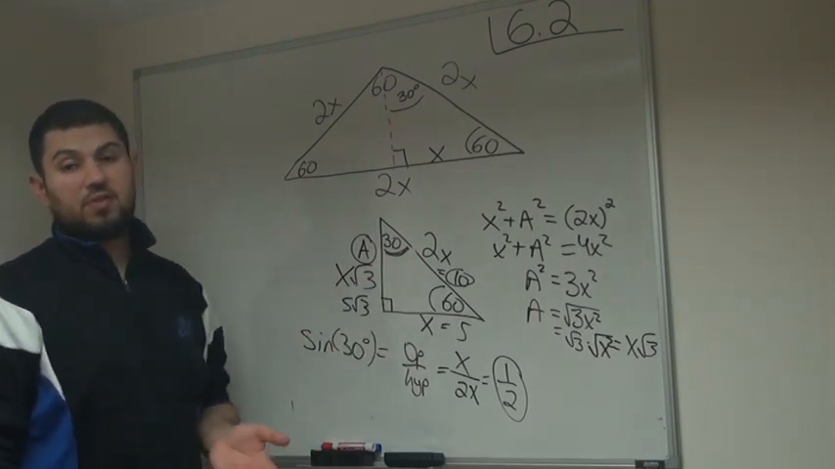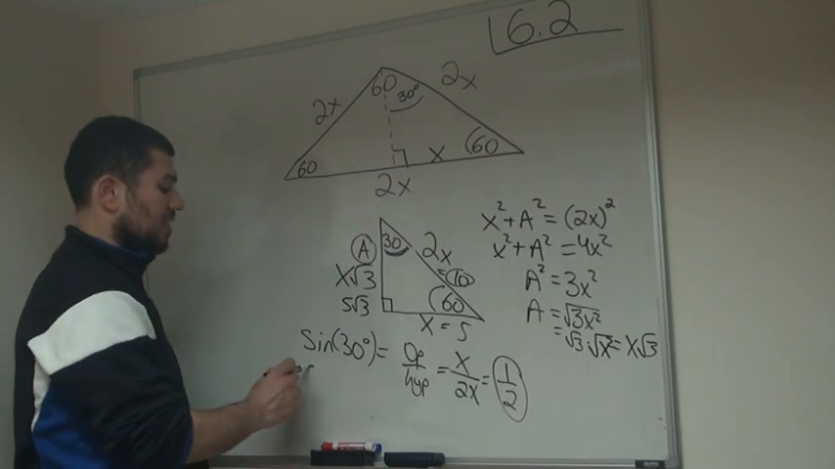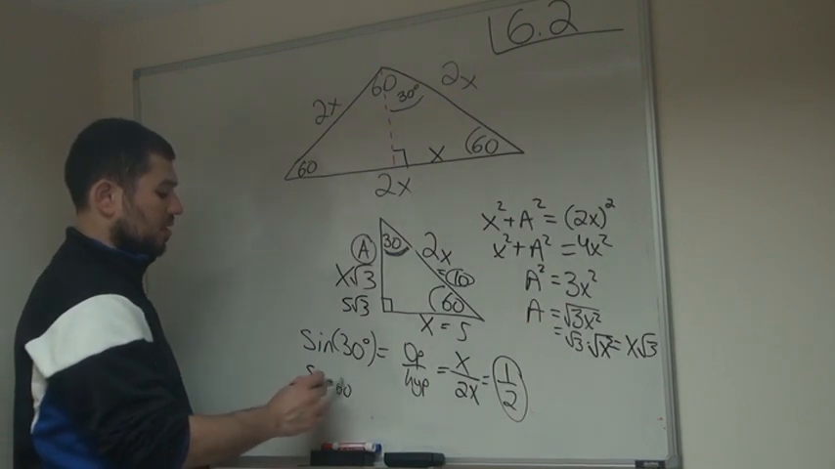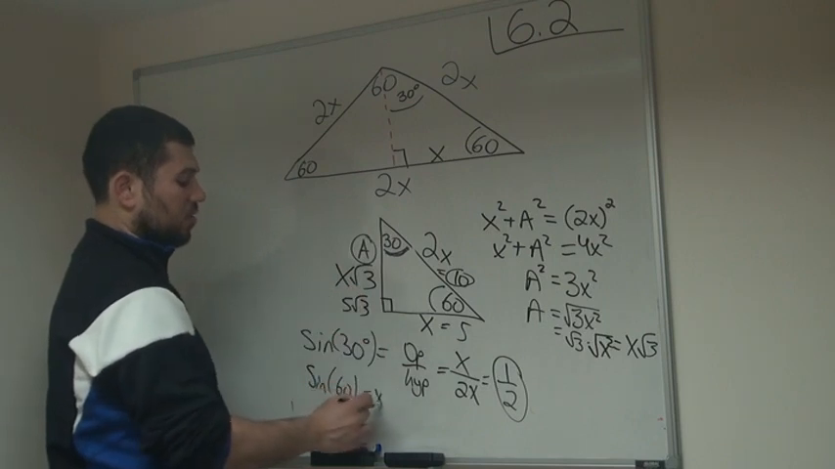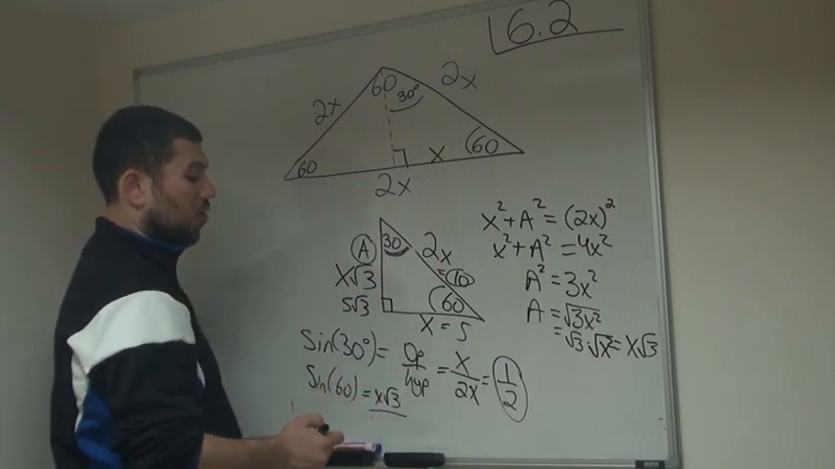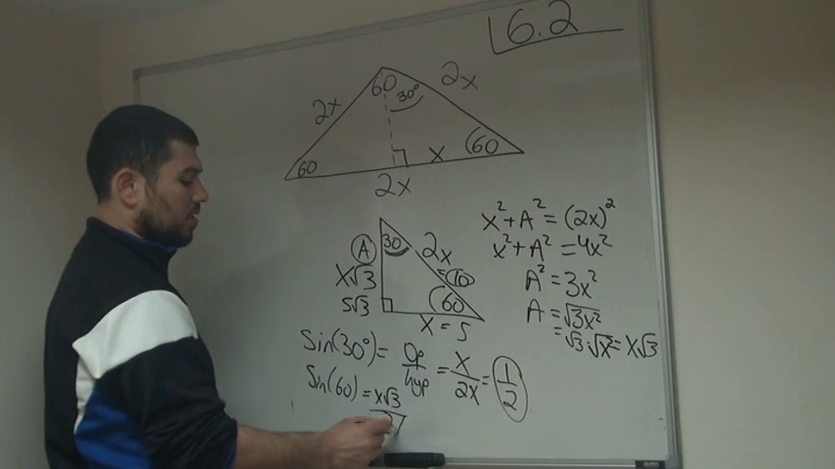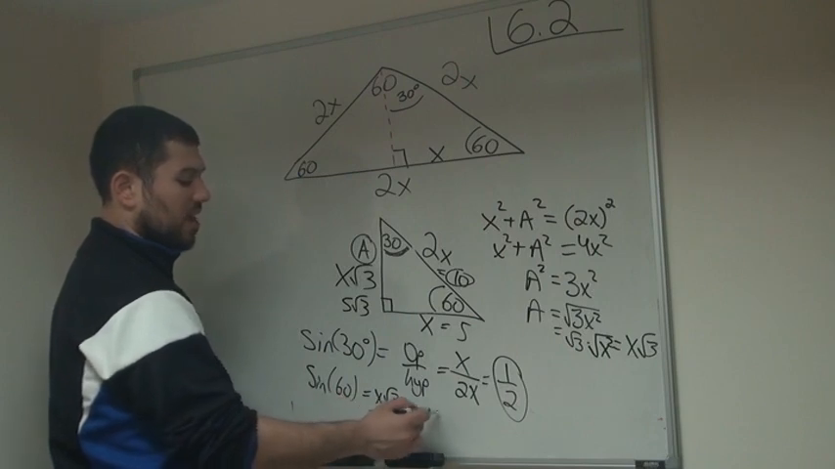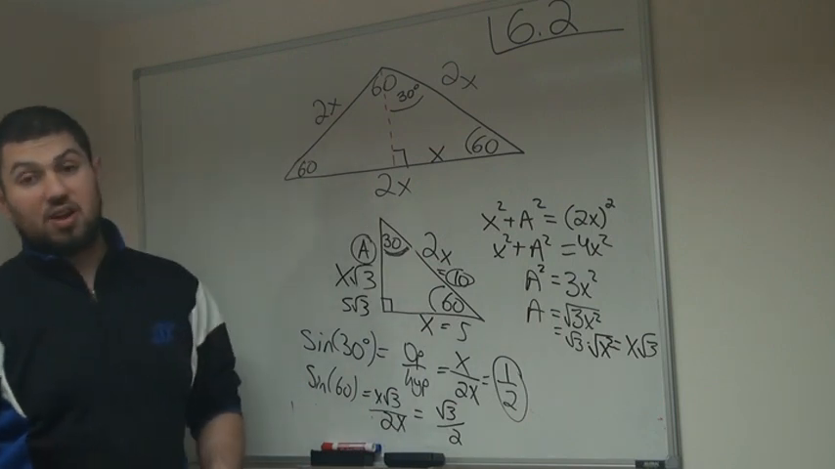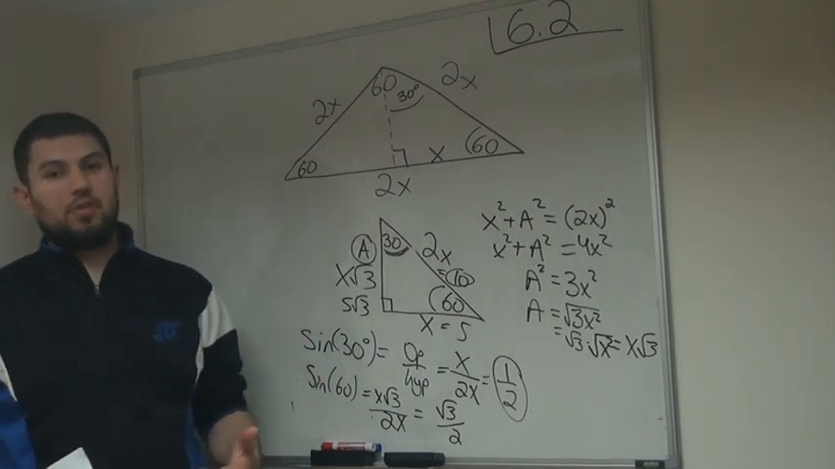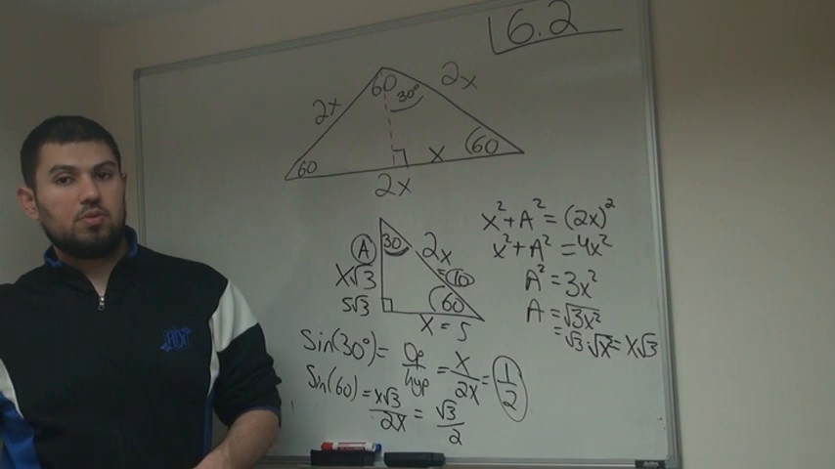And you could have done this for 60 degrees. If I wanted the sine of 60, let's say, I want the opposite of 60, which is x root 3, over the hypotenuse, which is 2x. Again, the x's factor out, and I get root 3 divided by 2. So if you plug that in your graphing calculator, you'd get the decimal version of radical 3 divided by 2.